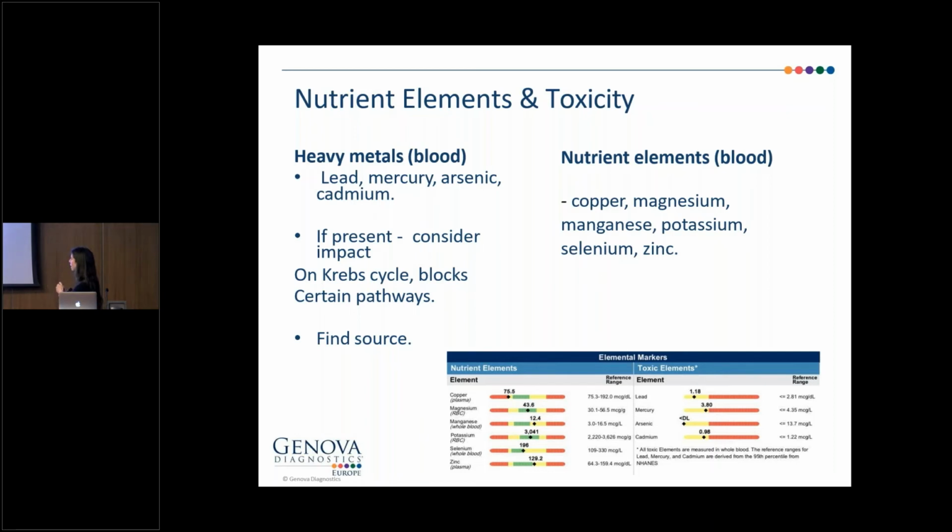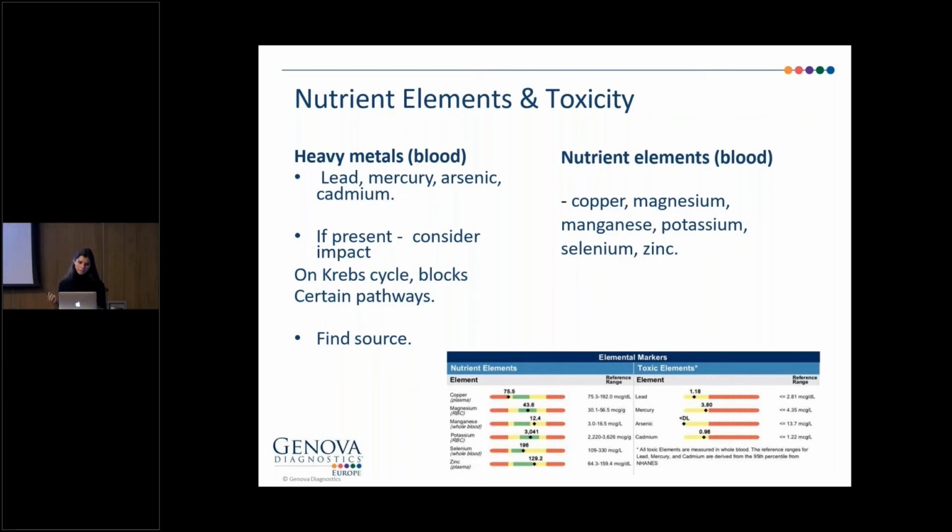So we're looking at blood again. So heavy metal exposure, it's obviously going to be quite recent exposure. It's within the last like 120-ish days, or however long your red blood cell lives. That is what we're essentially measuring for heavy metals within that. So the specific ones we have is lead, mercury, arsenic, and cadmium. Obviously, if they're present, we want to consider the impact that's going to have on our Krebs cycle. It can block certain pathways, as we saw. And obviously, we want to find the source of it.